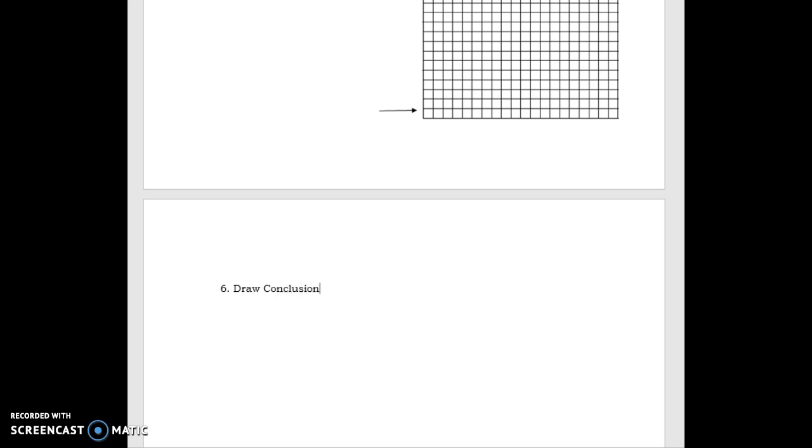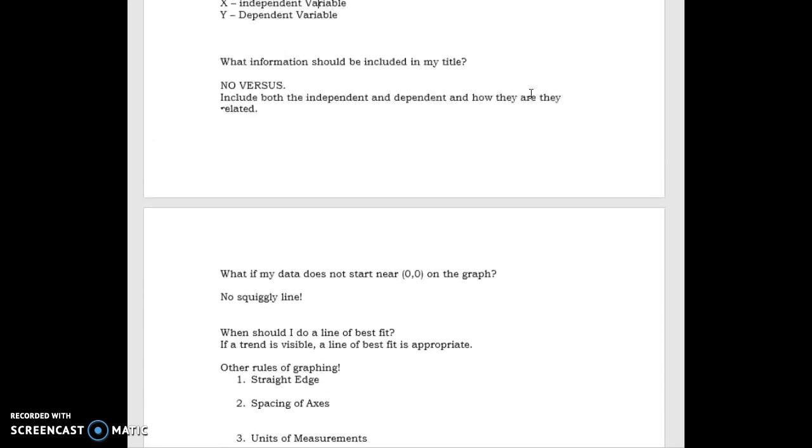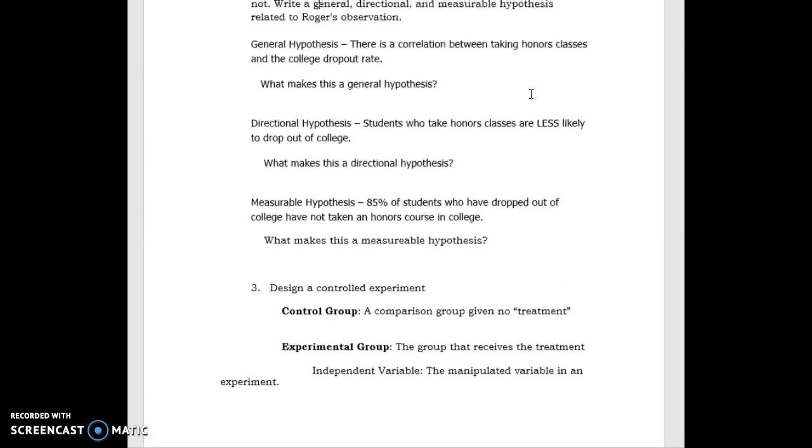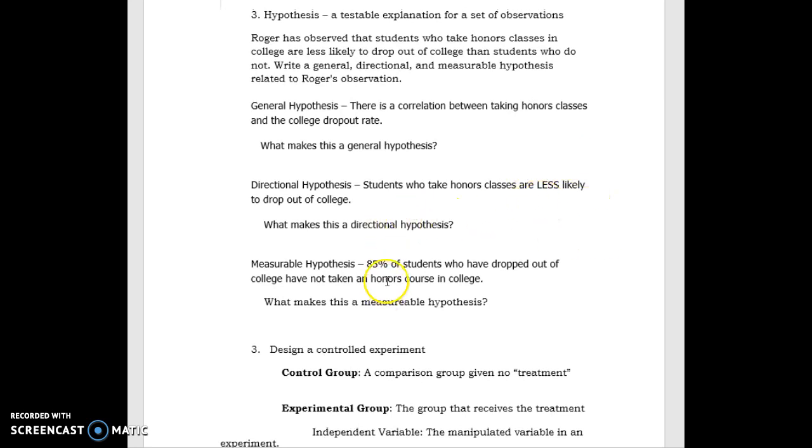Once you have graphed all your data, you are literally at your final step, which is draw conclusions. And this is going to be something where you're going to go back to your information and say, did I agree with my hypotheses? I looked at all my data and now I say, do I agree with it? So if I look back at the three hypotheses that I typed, now I think, well, which one is most likely to be in agreement with my data? If you look at these, the measurable hypothesis puts the most parameters on your data. You have to be, for this example, 85% of students. So if this number was outside of 85%, you potentially can say, I cannot really agree with my hypothesis. Directional just says it has to be less likely, whereas general just says there has to be a correlation.